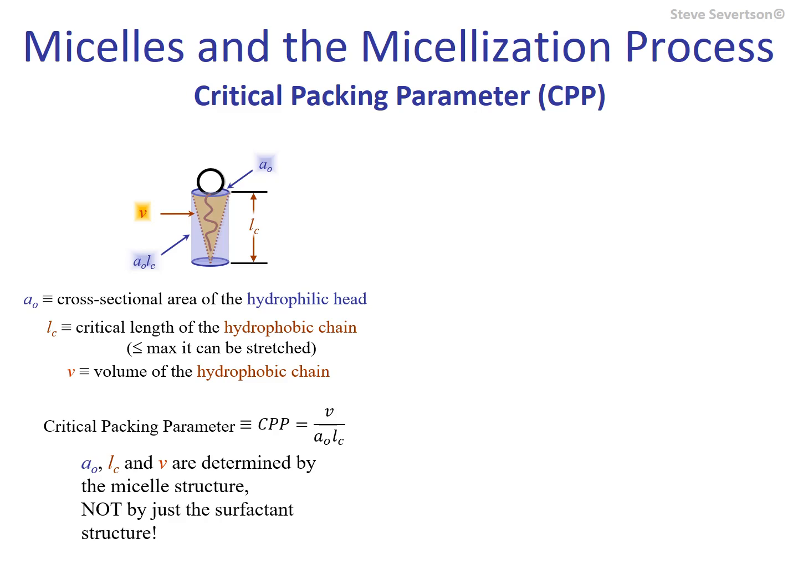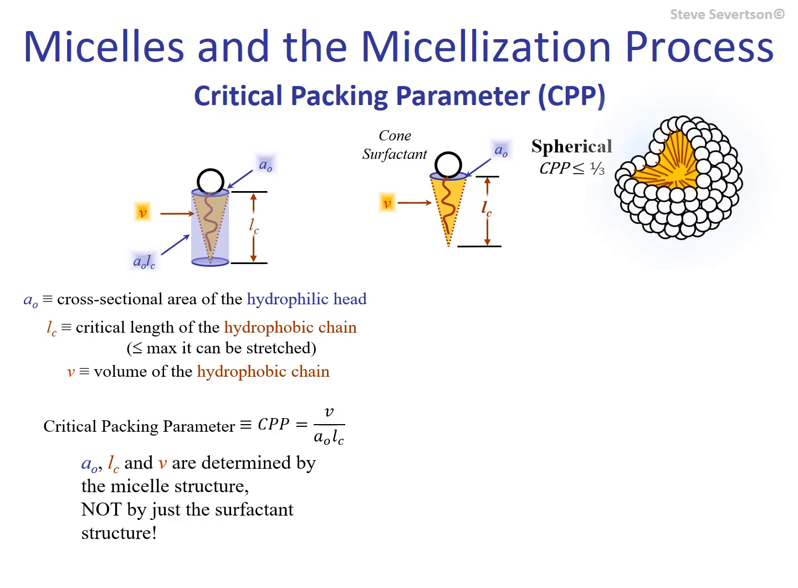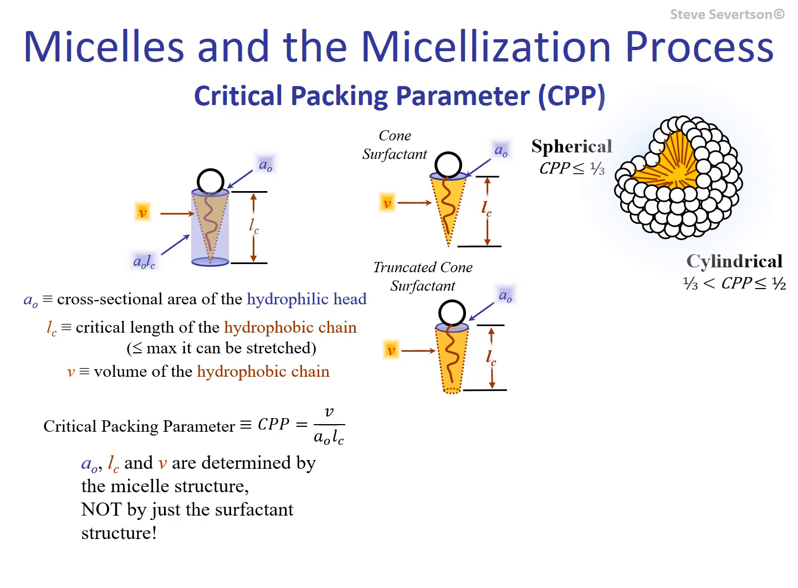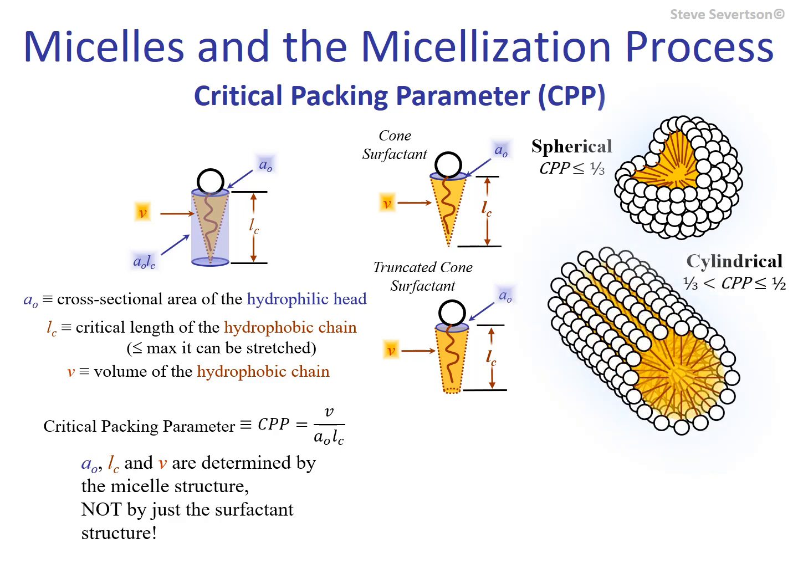Well, surfactants with a large optimal surface area and a single unbranched hydrophobe, such as sodium dodecyl sulfate or SDS, under low salt conditions, will have CPPs of 1/3 or less. These species have a conic packing shape. Such surfactants typically form spherical micelles. Surfactants with small optimal surface areas and a single unbranched hydrophobe, for example SDS at high salt conditions, have CPPs greater than 1/3. Within the range of 1/3 to 1/2, surfactants have packing shapes of truncated cones and typically form cylindrical micelles.